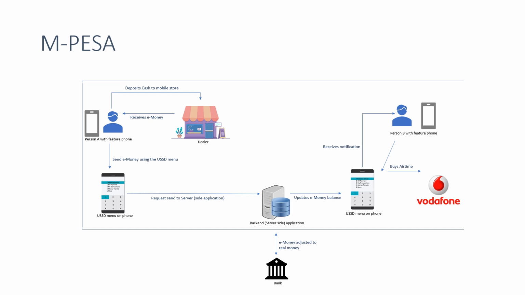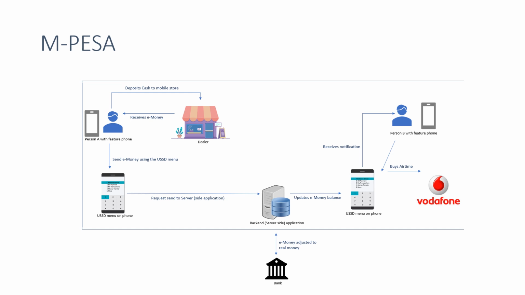So how it works is that, for example, a person A has a feature phone and has opted for M-Pesa. They use the USSD menu on the feature phone. USSD is actually like SMS, and it is available on every phone. So person A can go to an agent, who is a local dealer shop that sells SIM cards, and person A deposits cash at the dealer, and the dealer updates the e-money balance of person A.